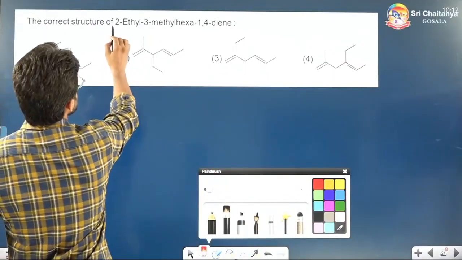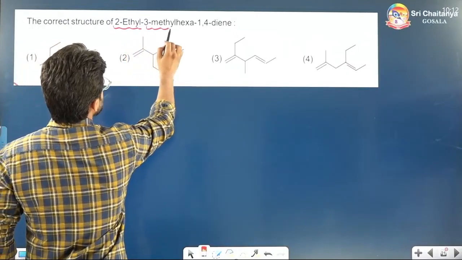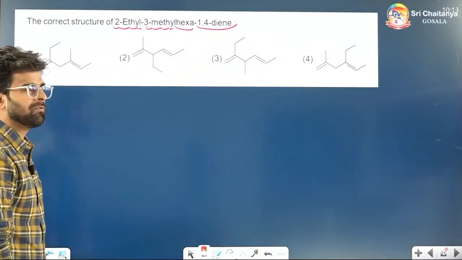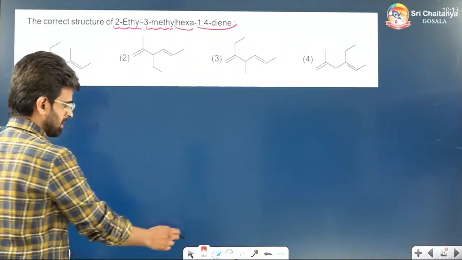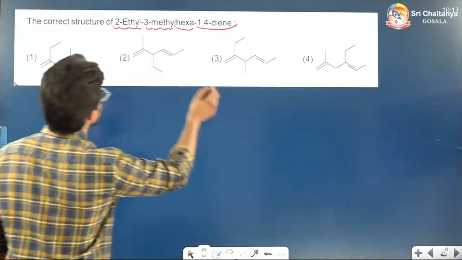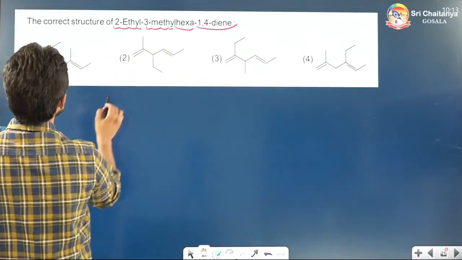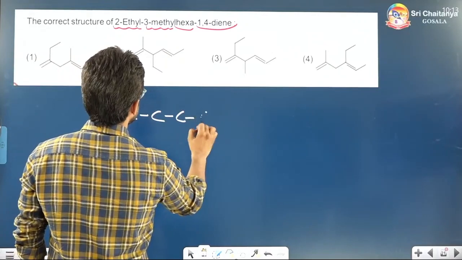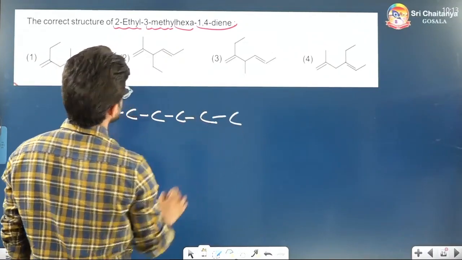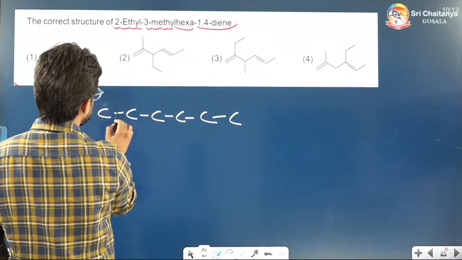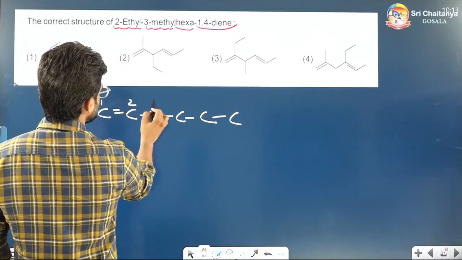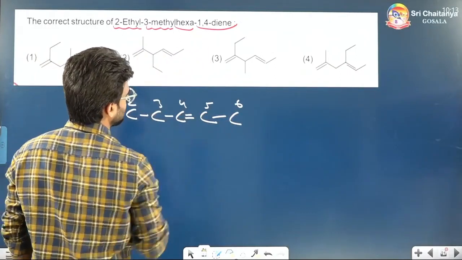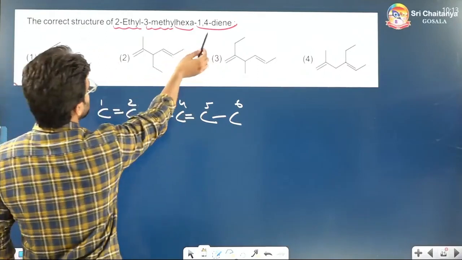They are asking 2-ethyl, 3-methyl, hexa-1,4-diene. Carefully use the answer. First of all, hexa. I am writing this one. Hexa. 1, 2, 3, 4, 5, 6, right? Hexa-1,4-diene. Imagine this is 1, 2, 3, 4, 5, 6. 1 has ene and 4 also has what? Ene. Clear?